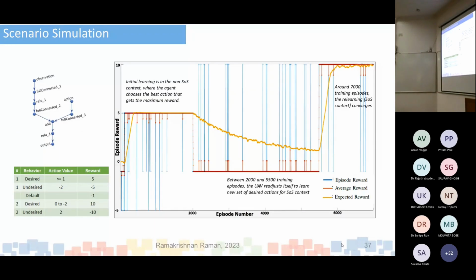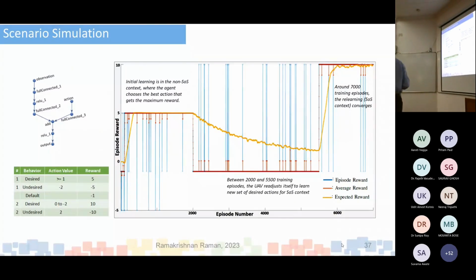So here you can see there are three scenarios. This is how reinforcement learning training happens, RL training happens here. In this first case, an action is taken. The UAV learns and is trained in an individual context, that is a non-swarm context, where it tries to maximize its behavior as an individual, right? And it's able to optimize its relations.